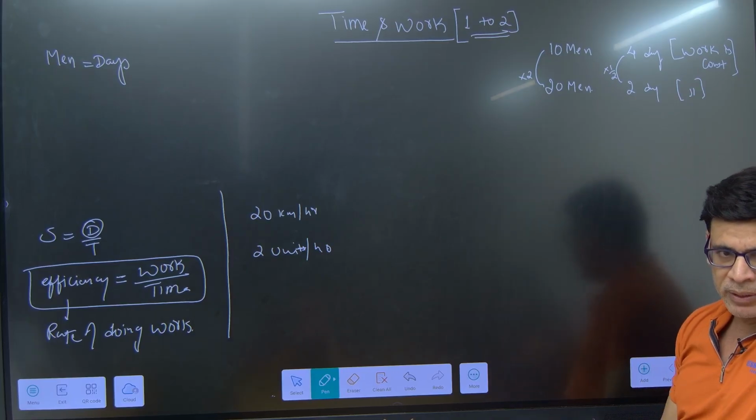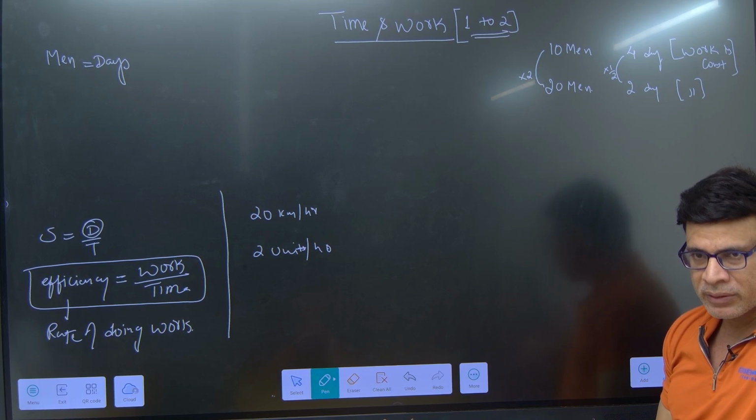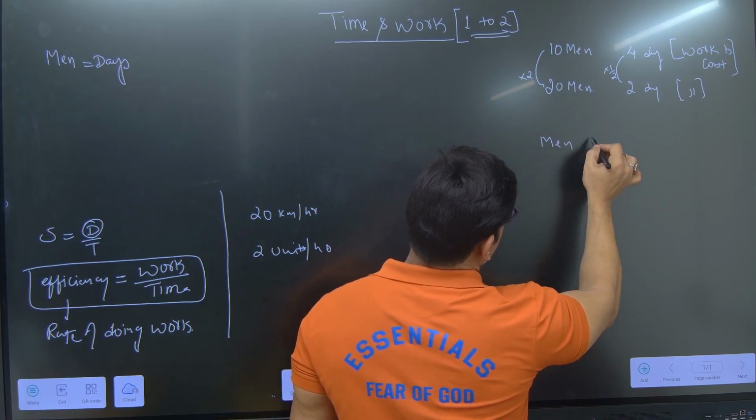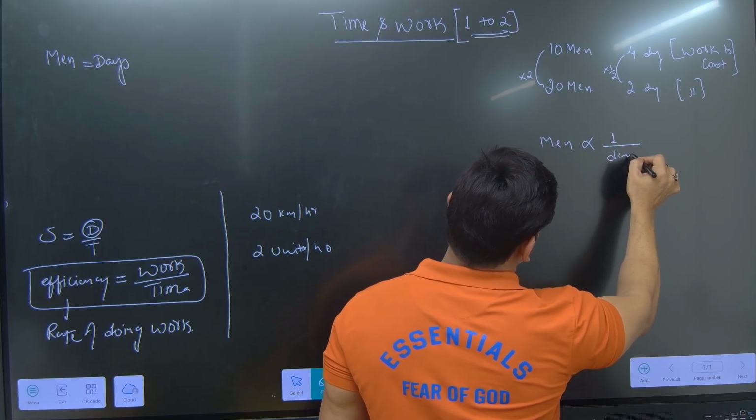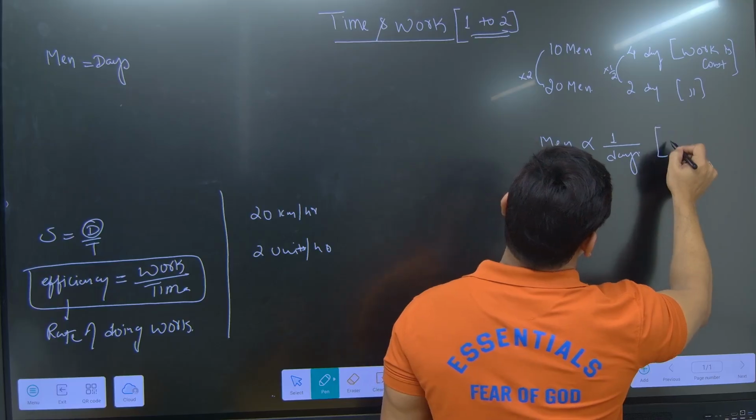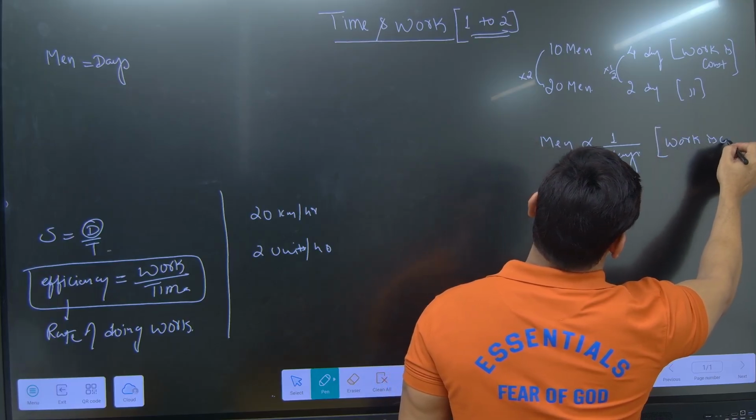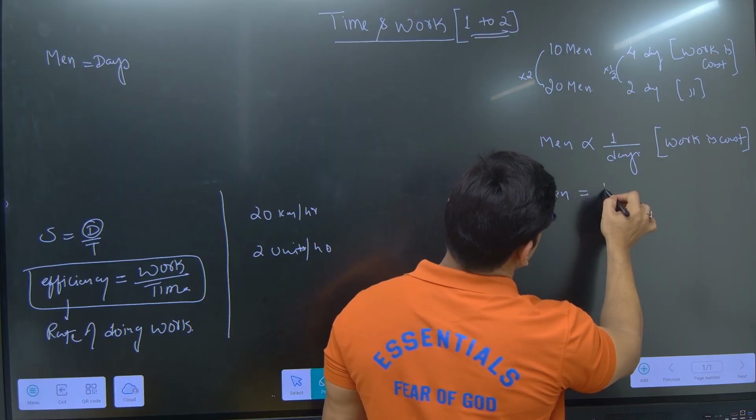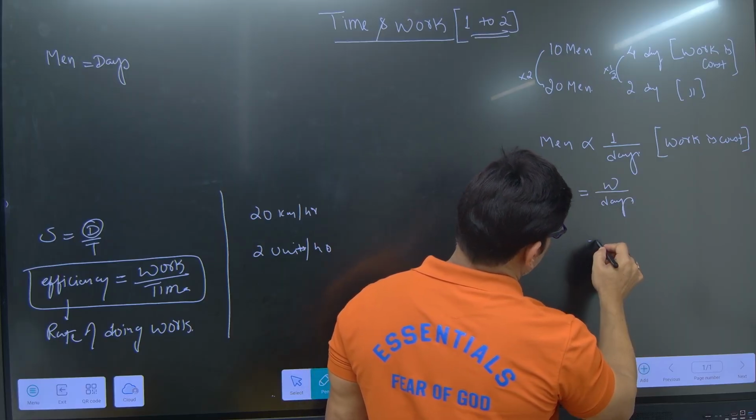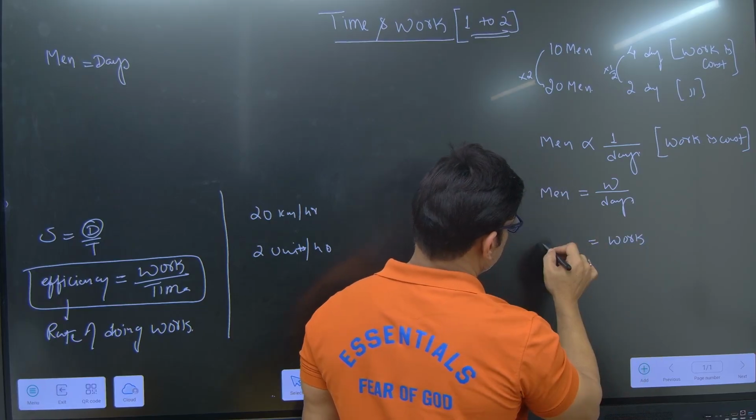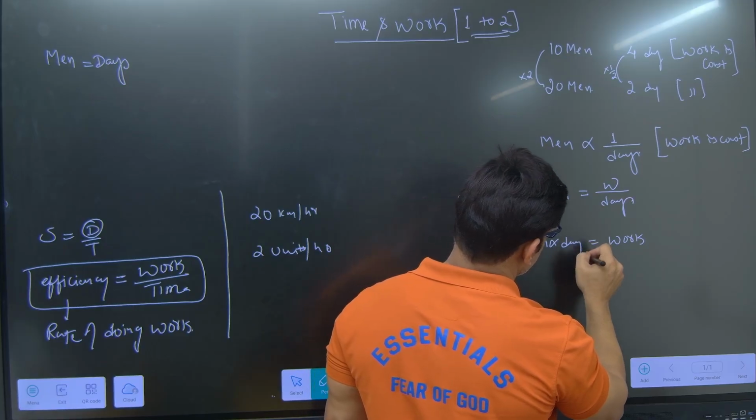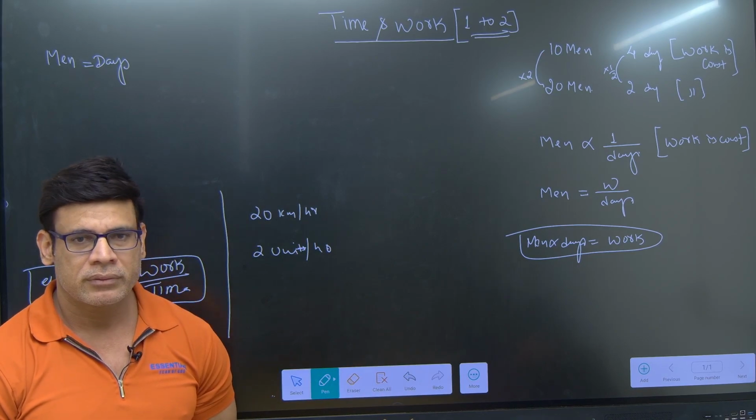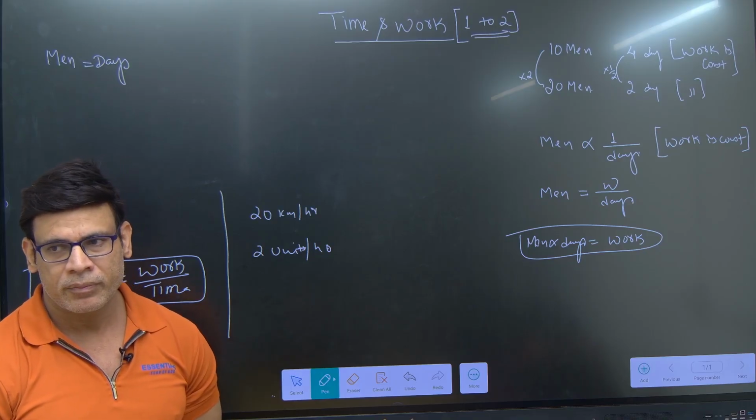So if one thing is becoming double and the second thing is becoming half, it's called inversely proportional. So first thing, men is inversely proportional to days when work is constant. When you write this equation, it will become men is equal to work upon days, and to find out the work, you have to multiply men with days. Understood? Men with days.